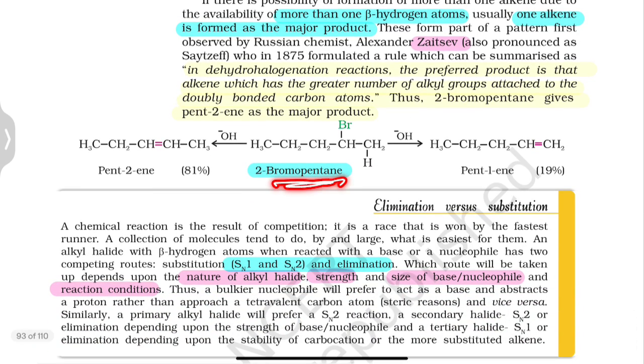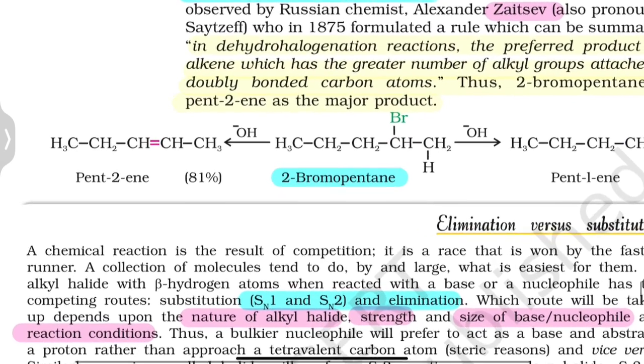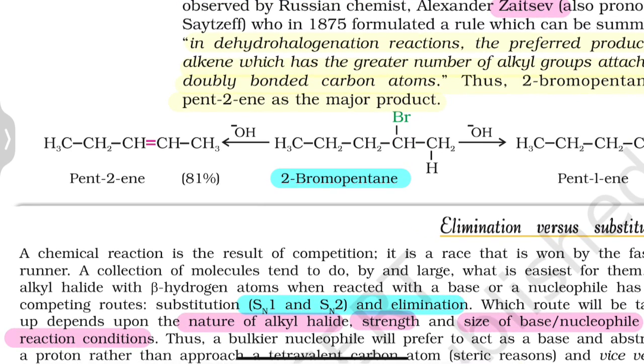2-bromopentane. At the second carbon you can see a bromine atom is present. We said that from the beta carbon you have to remove hydrogen. This is the alpha carbon, and halogen will be attached to the alpha carbon. This will be a beta carbon, and here this will be a beta carbon. There are two beta carbon atoms.